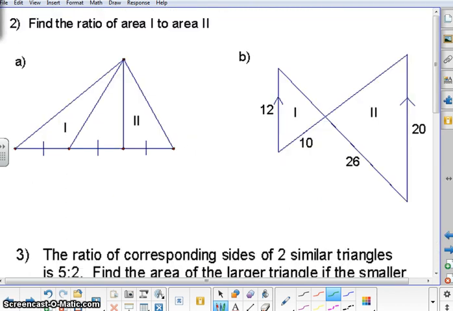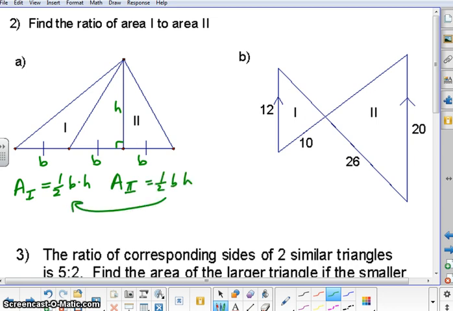Now let's go on to the next example. Part of this first one and 2A, one thing that's given that's not in the picture is that this is a right angle. So if that's a right angle, that means this is the height of the triangle. And with all these congruent marks, let's go ahead and call all of those B. And if we know that the area of the first one is 1/2 base times height, and we know the area of the second one is 1/2 base times height, you can see that they're the exact same.